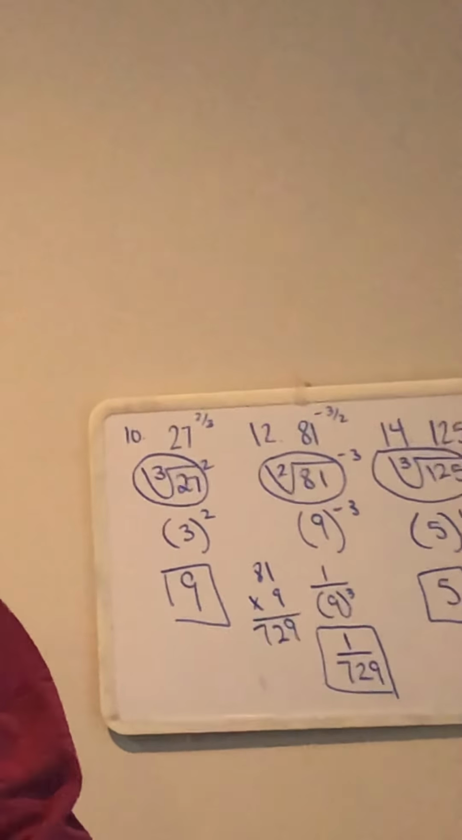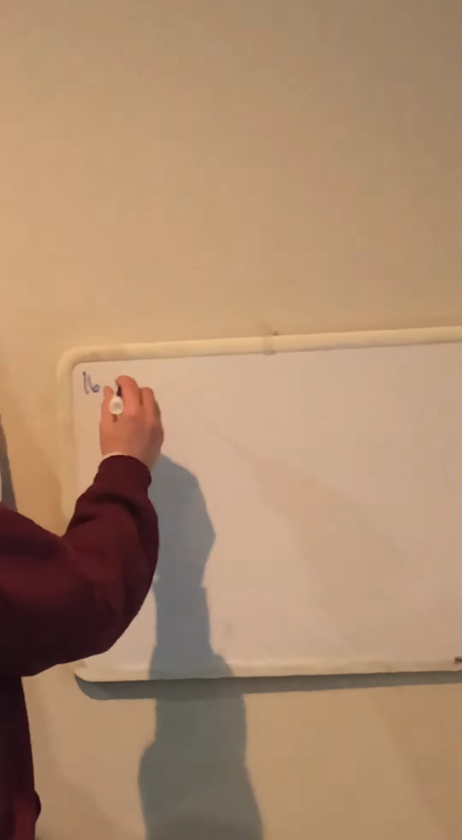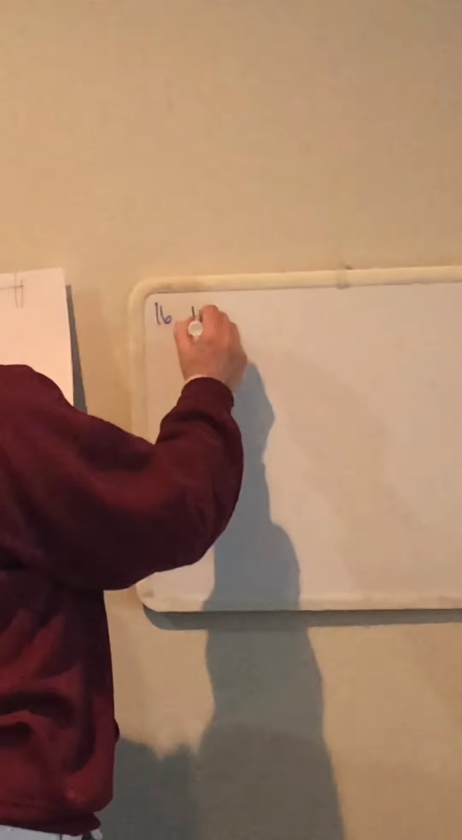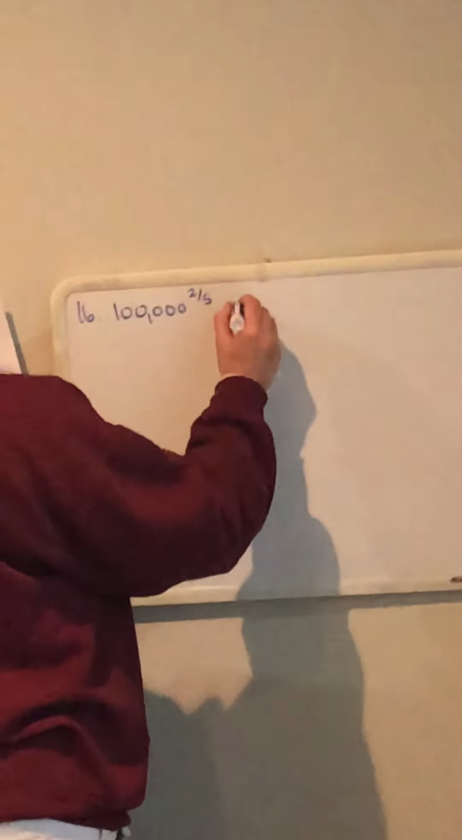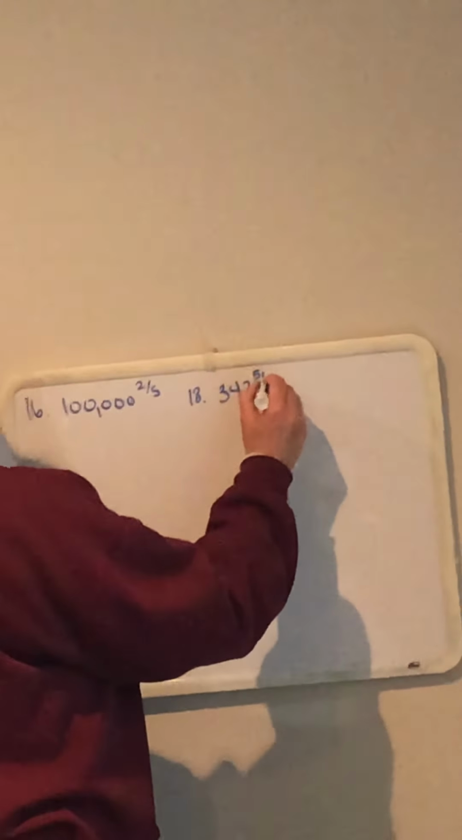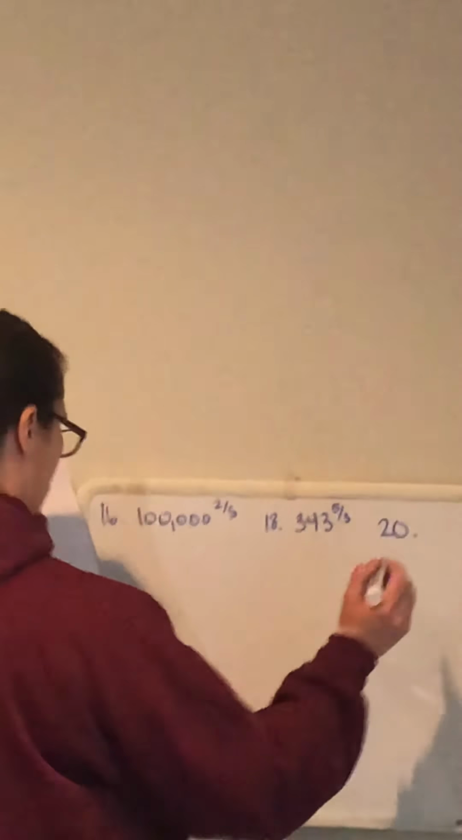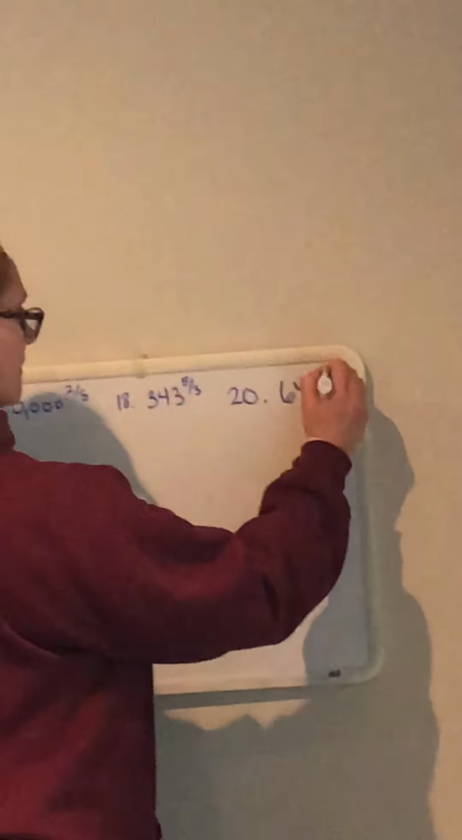And now we have 16, 18, and 20. 16 is 100,000 to the 2/5. 18 is 343 to the 5/3. And 20 is 64 to the negative 1/3.